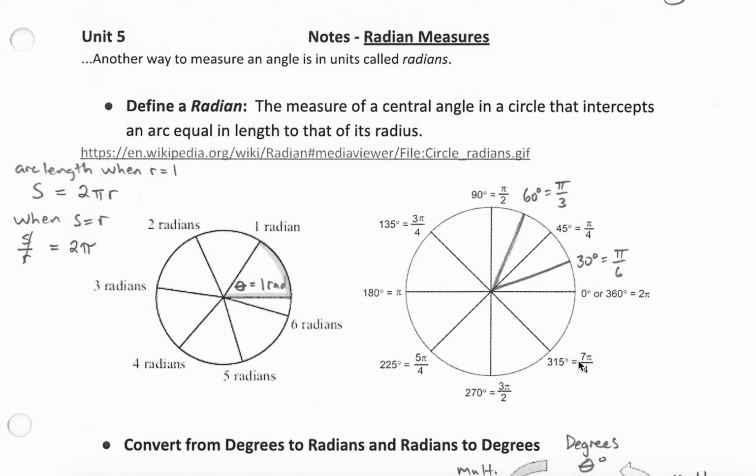If I add another fourth, I get 7/4. That's equivalent to 315 degrees. And if I add one more fourth, I get 8/4. 8/4 is the same as 2. So a full rotation is 2 pi.